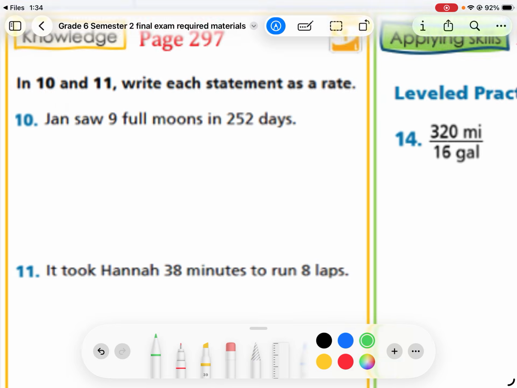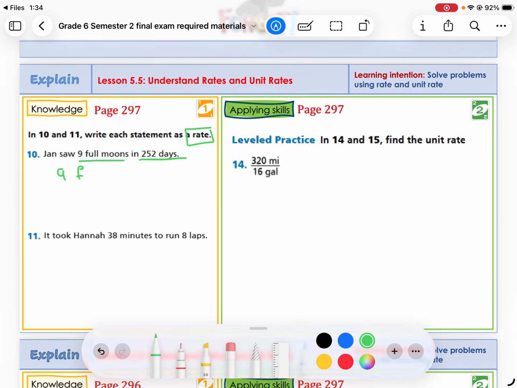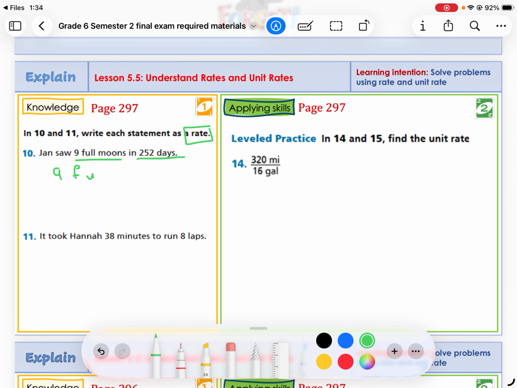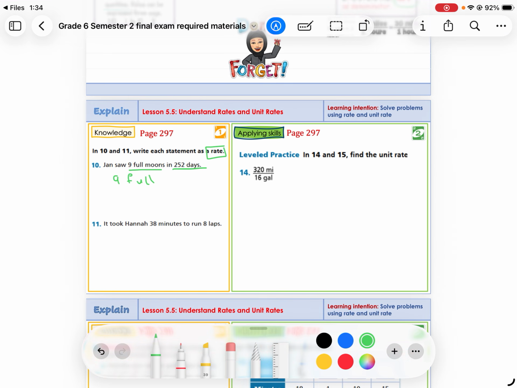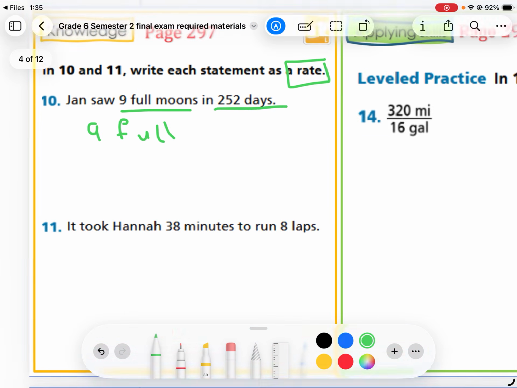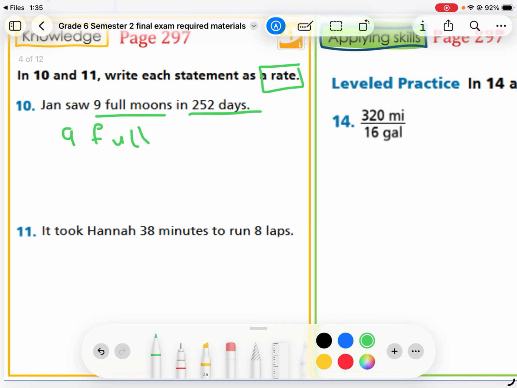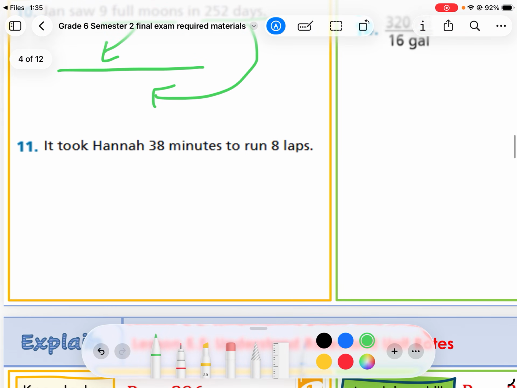9 full moons. You have to write the whole thing. Okay, you know what? I'm just going to delete this and write this. Okay, you'll have to put this one here and this one down. Please follow the order. Whatever comes first will go on top. Whatever comes second will go down. Okay? Next one, you will do the same thing.